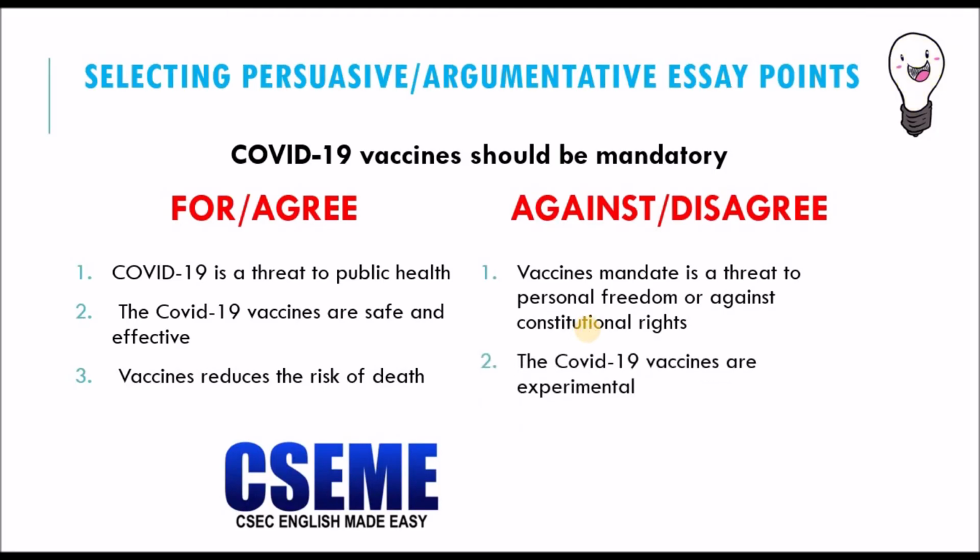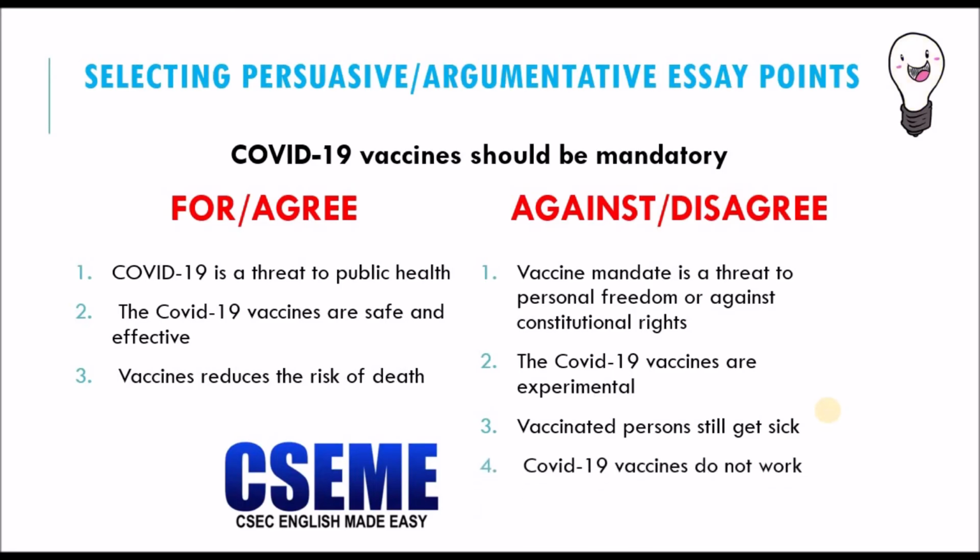The COVID-19 vaccines are experimental. That could be another one of your arguments. You could argue that vaccinated persons still get sick. So why should it be mandatory, right? Or you could say that COVID-19 vaccines do not work. Good? So right here, you have 4 arguments. Remember that we need 3 for an essay.